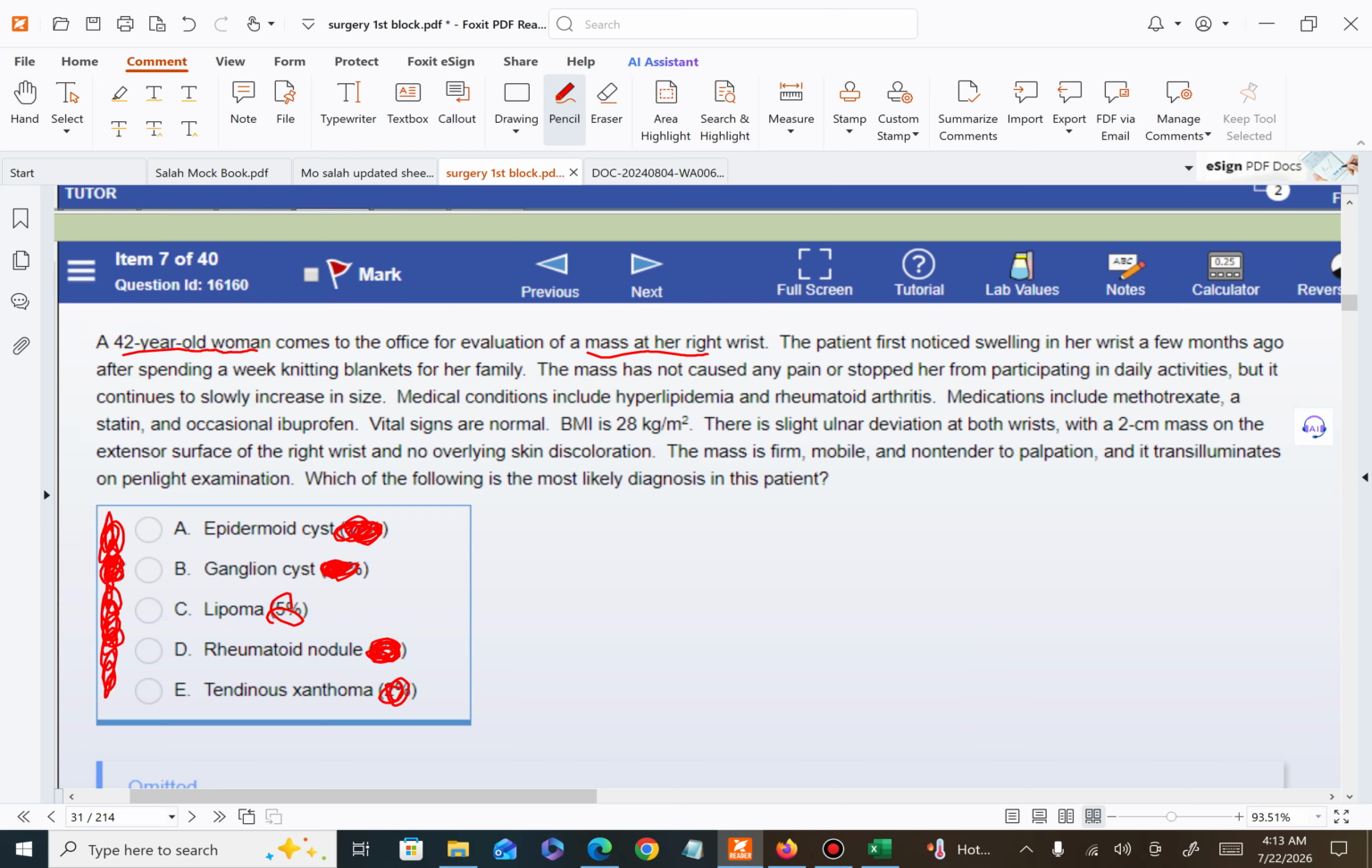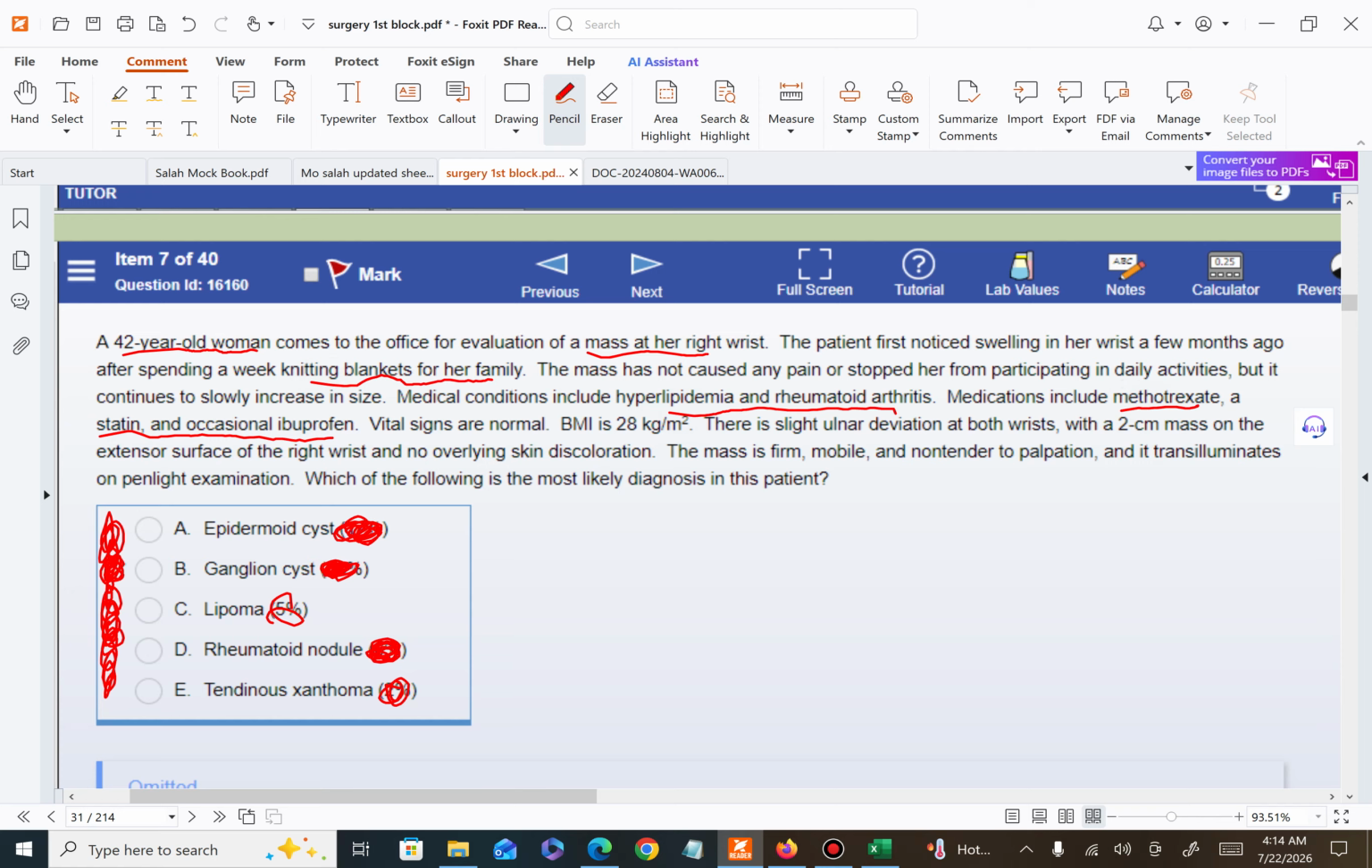The patient first noticed swelling in her wrist a few months ago after spending a week knitting blankets for her family. The mass has not caused any pain or stopped her from participating in daily activities, but it continues to slowly increase in size. Medical conditions include hyperlipidemia and rheumatoid arthritis. Medication includes methotrexate, statin, and occasional ibuprofen.